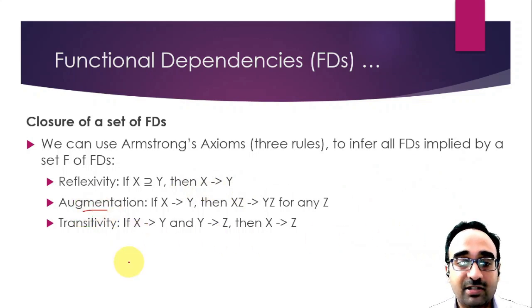The second axiom is augmentation. If you already have a functional dependency x derives y, then for any attribute set z, you can write xz derives yz. And the last one is the transitivity axiom. I think all of you are familiar with this from mathematics. If x derives y and y derives z, then we can infer that x derives z. x to y, y to z, then we can write x to z. So these are the three Armstrong's axioms.